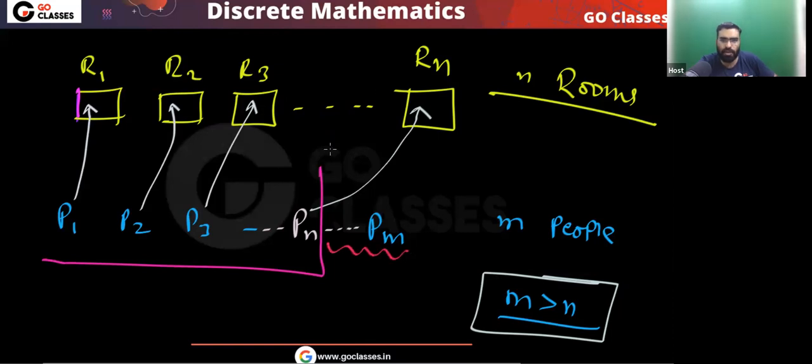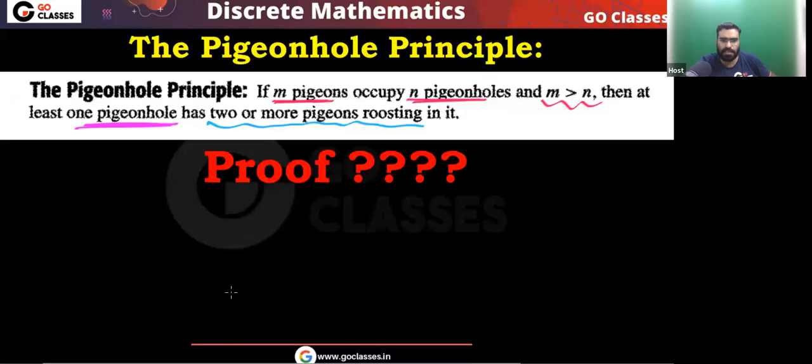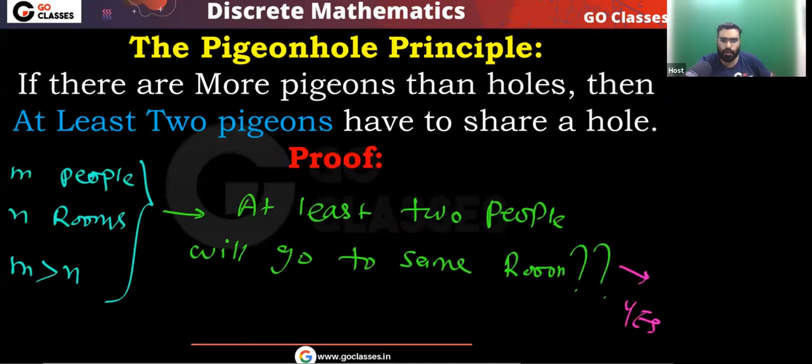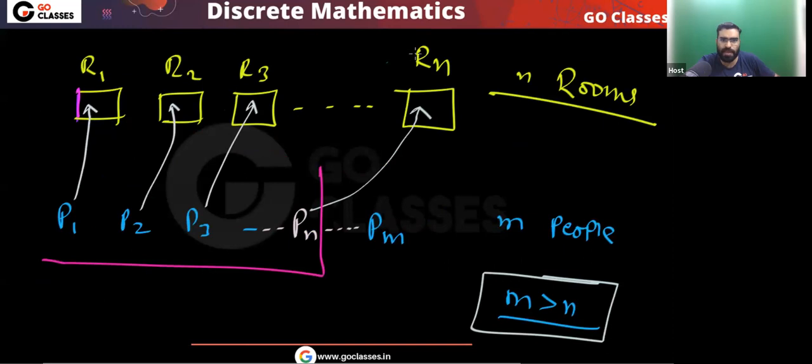Definitely, you can notice that whatever you do, at least two people will have to share a room. Agree with me? Where will you put these people? So definitely at least two people will have to share a room. I hope this point is clear. This is a very obvious proof, right? This pigeonhole principle statement is very obvious, and the proof is also very simple: you just make sure that two people don't have to share a room.